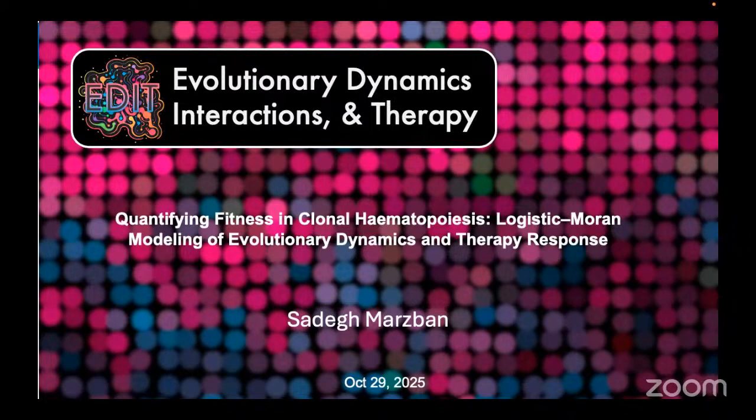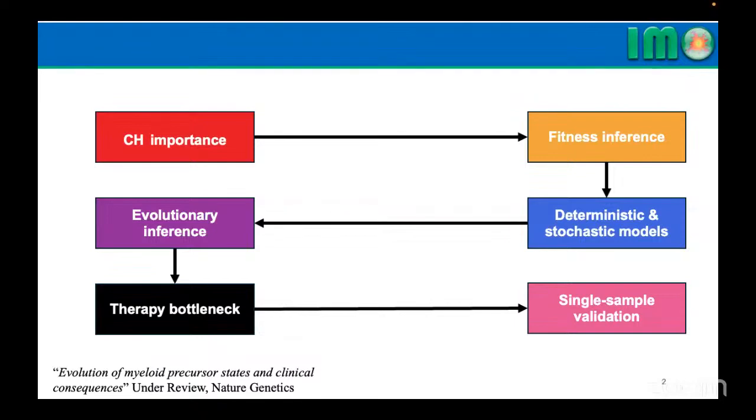Thank you. So I'm going to talk about quantifying fitness in clonal hematopoiesis, using Logistic Moran modeling in evolution, dynamics, and therapy response. Thinking of evolution, we usually consider millions of years, but sometimes this is not the case. For example, if you mutate the stem cells in your bone marrow, not mine, they start to grow faster than the rest and expand their territory, a phenomenon that we call clonal hematopoiesis, or CH.